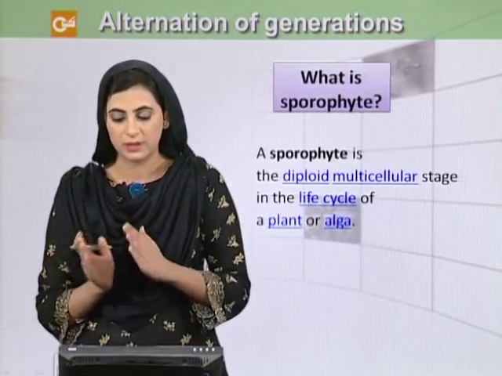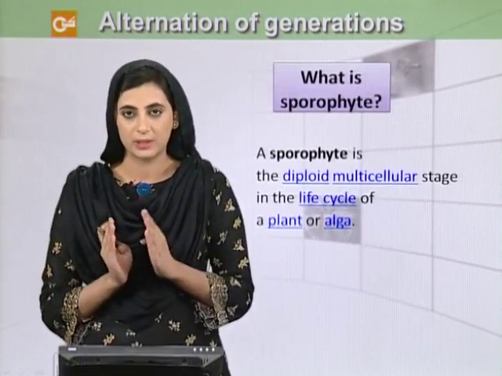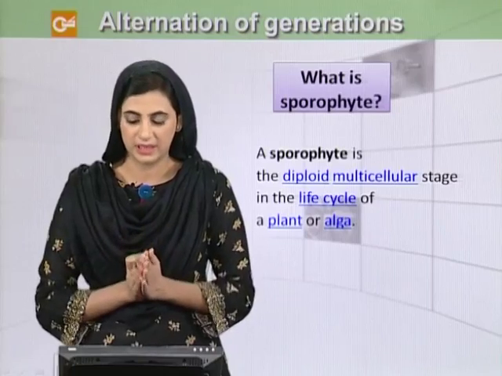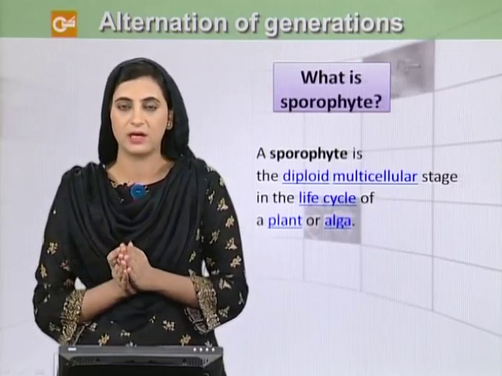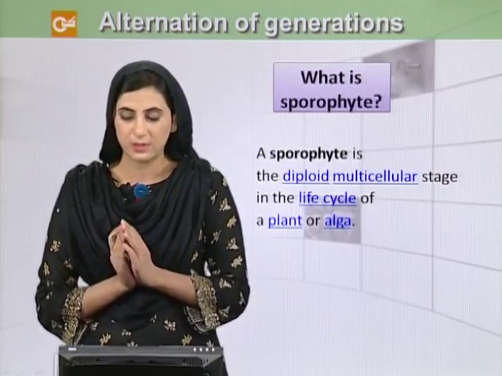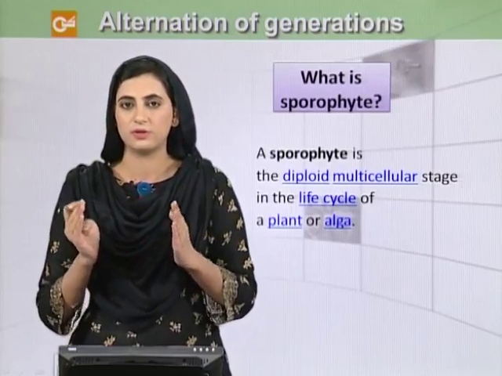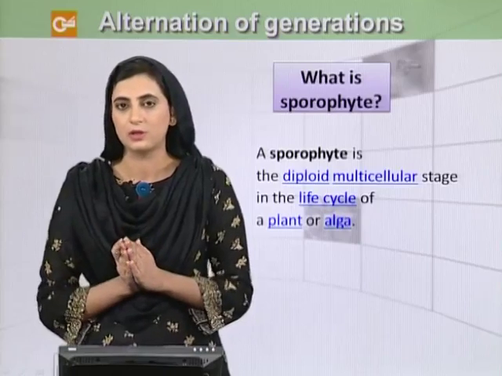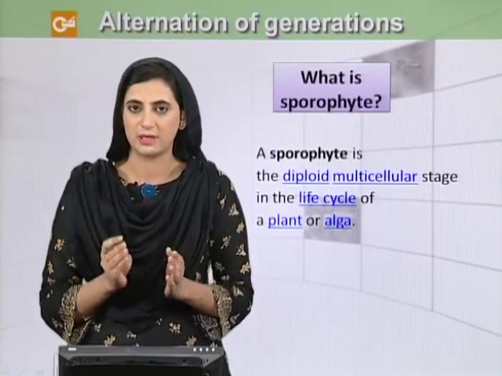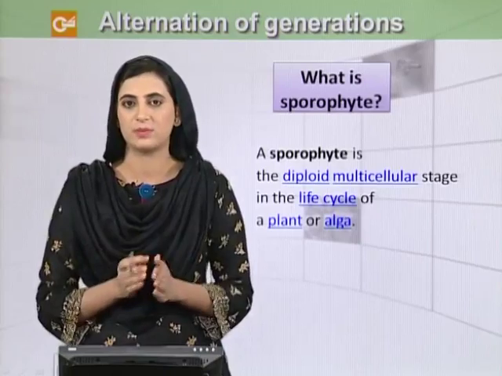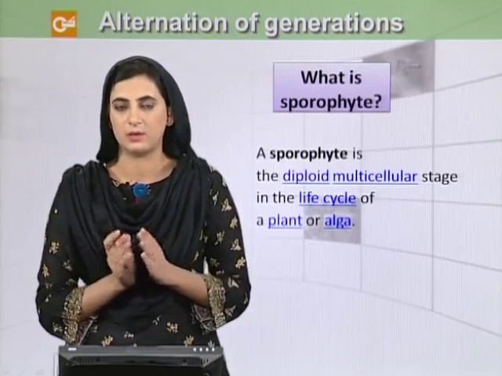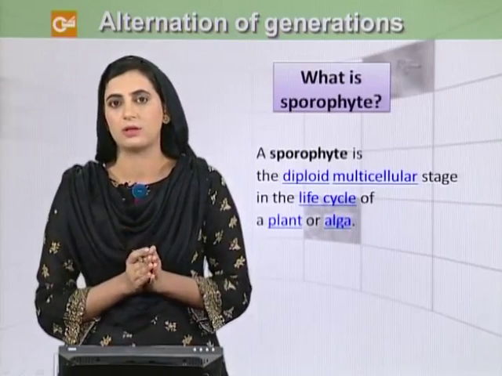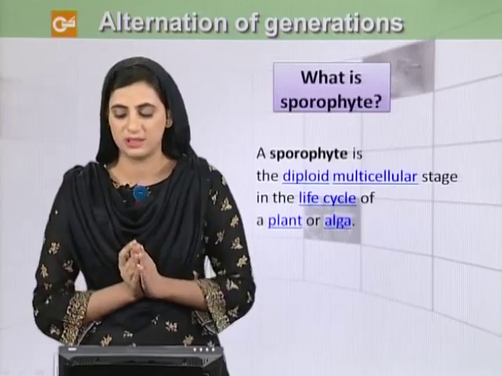So now we will see what is sporophyte. It is actually the diploid multicellular stage in the life cycle of a plant or algae. Actually, what happens is that when fusion of sperm and egg, antherozoids and egg, happens, it results in the formation of a zygote, and from the zygote spores develop by the process of meiosis, and that generation is then called the sporophyte generation.